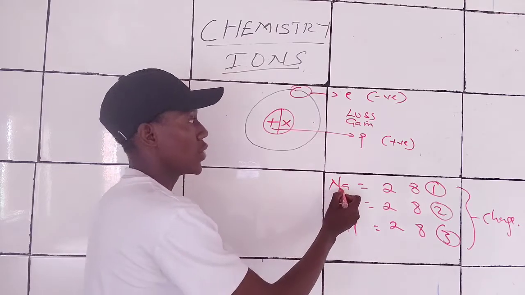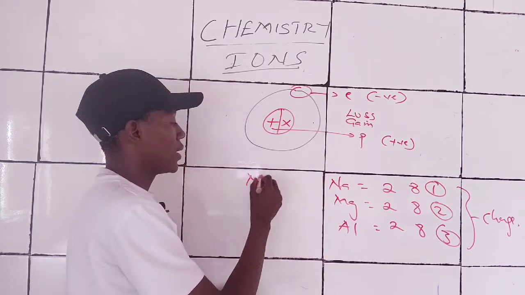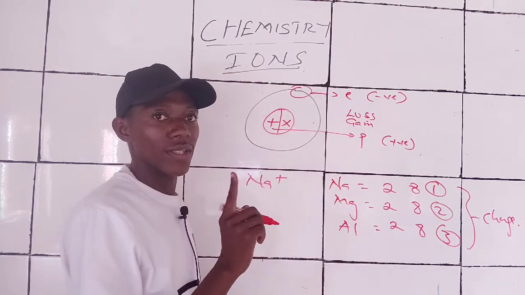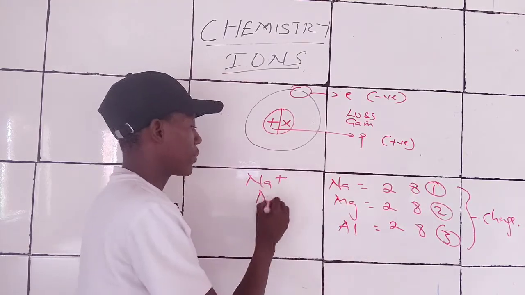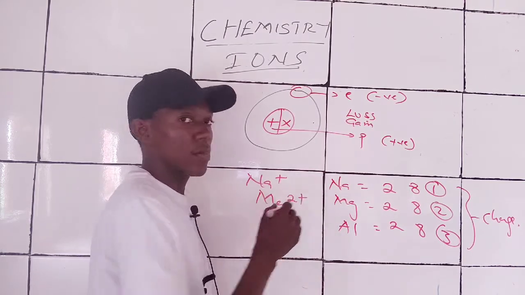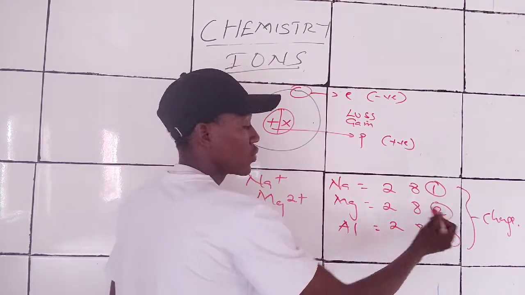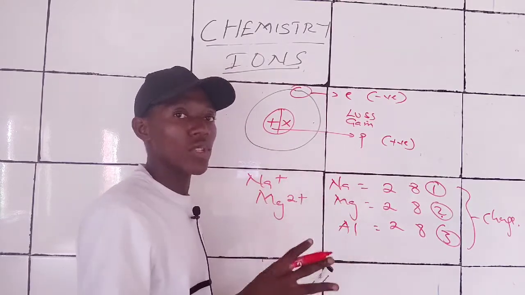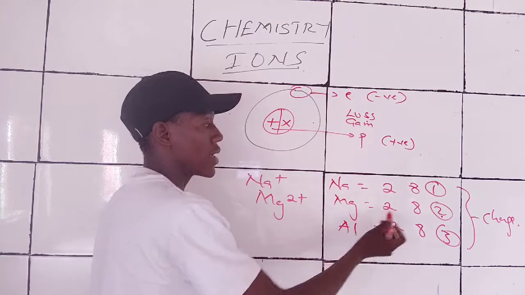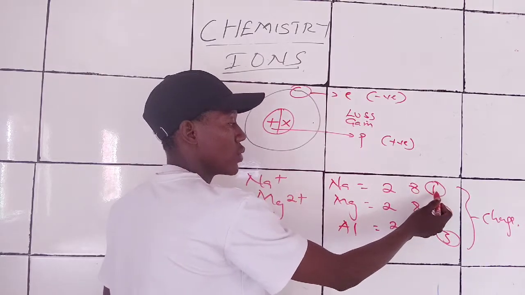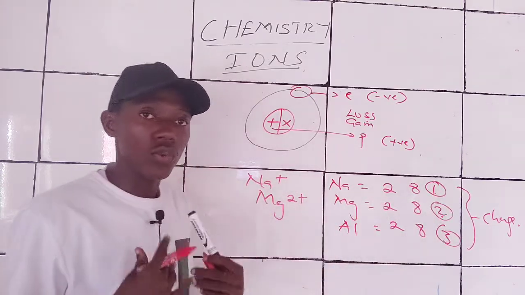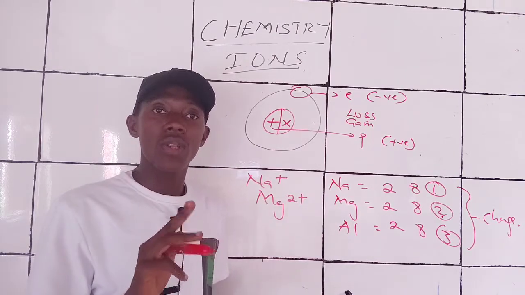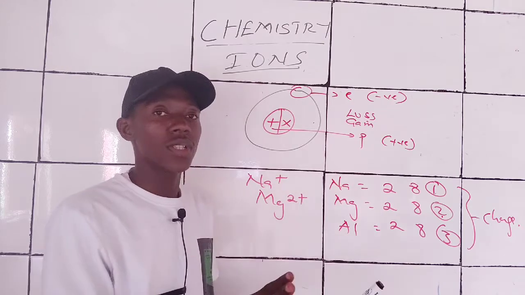Look at sodium. Sodium is written Na plus because it has just one valence electron. Magnesium is always written 2 plus, Mg2 plus, because it is going to lose 2 electrons. These elements are the ones that will lose their electrons. So if an element has valence electron or valency between 1, 2, 3, they tend to lose the electrons.